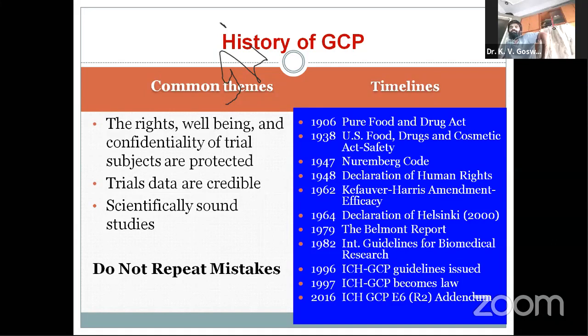And I'll go into the details of it, but in 2016, the GCP E6, which is specifically for the clinical trials, has been amended, and an addendum was added to the E6, which is called R2, which actually talks more about the quality involvement.